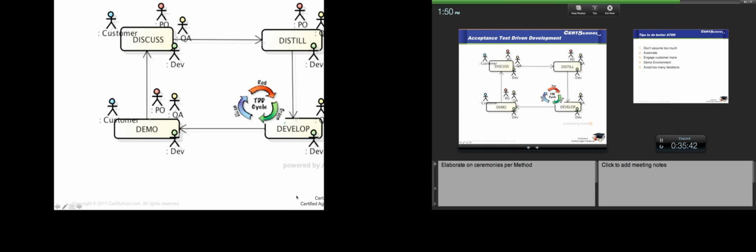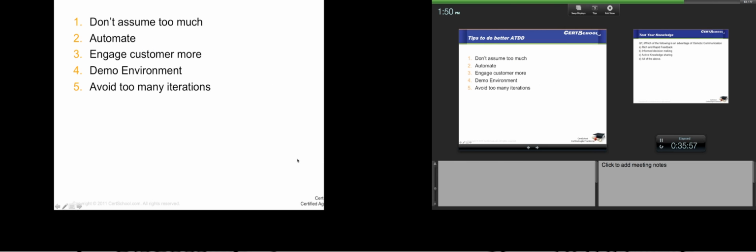Okay, I see there are no more questions. So let's quickly go over some tips for doing better test-driven development, and then we'll look at some sample questions.